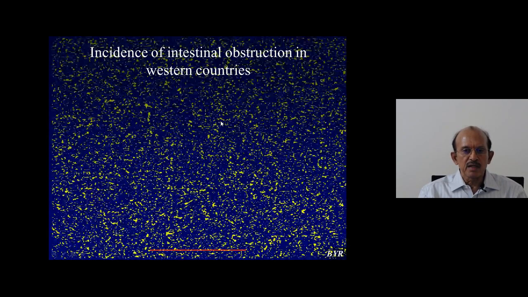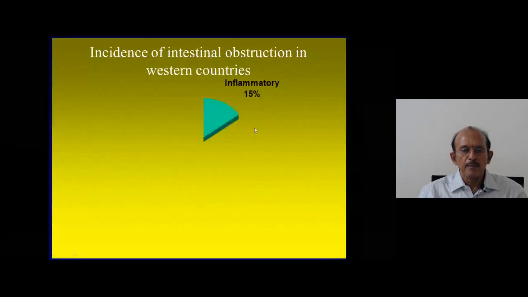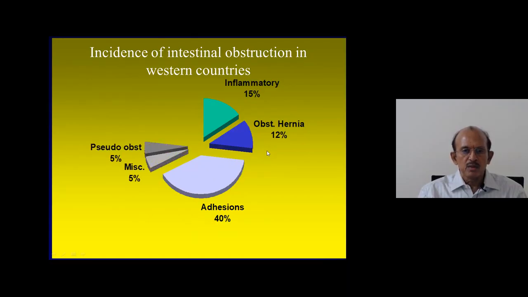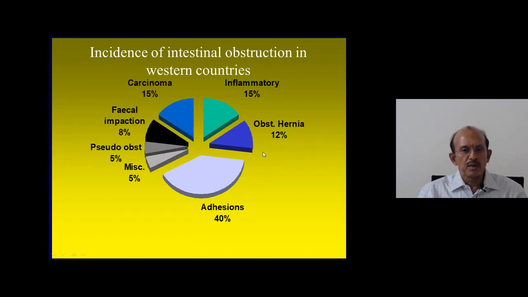Incidence of intestinal obstruction. Inflammatory causes due to strictures, they are about 15%. Obstructed hernia, 12%. Adhesions, 40%. Miscellaneous, 5%. Pseudo-obstruction, 5%. Fecal impaction, 8%. Carcinoma, 15%. This is the whole population when the incidence was studied.